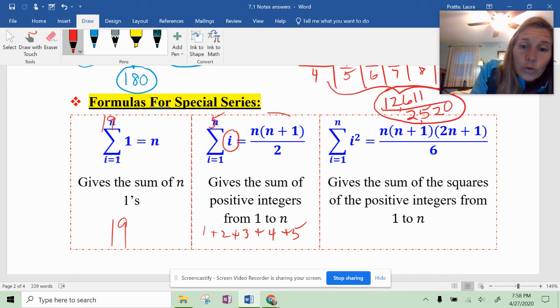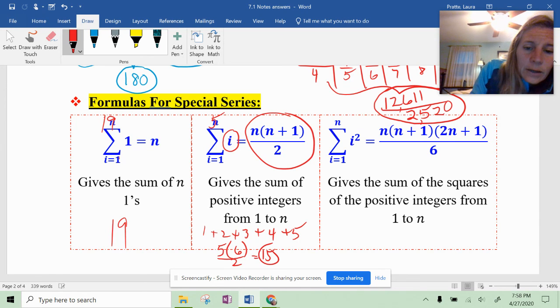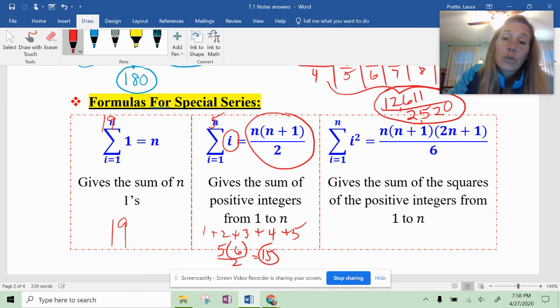So instead, the shortcut is this little formula here. If I'm going from 1 to 5, that's 5, right? So I would do 5 times 6 divided by 2. 30 divided by 2 is 15. If I added these up, 3 plus 3 is 6 plus 4, and I get 15 that way too. So you can add them up individually, or this is a little shortcut you can use when you just have a formula that's a single variable, and that's it.